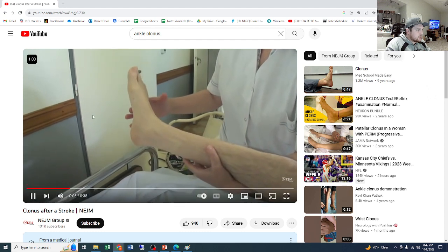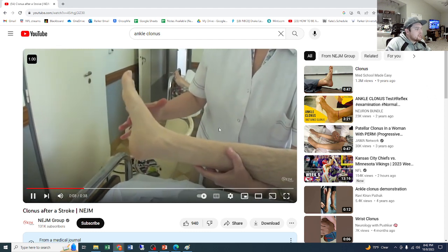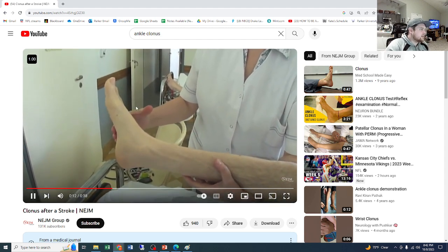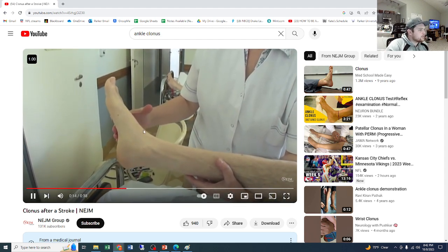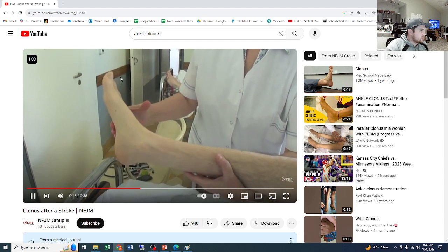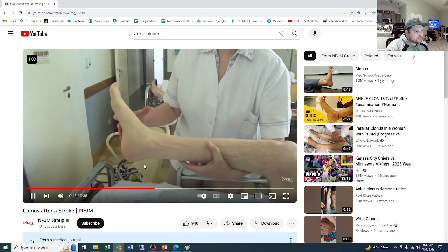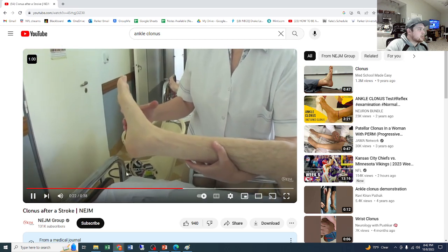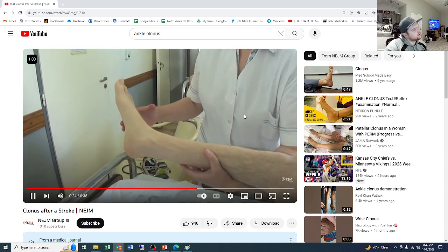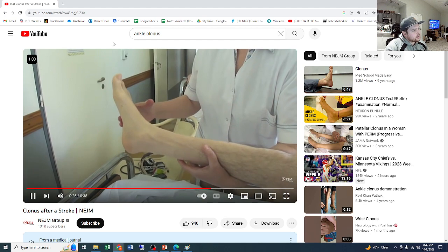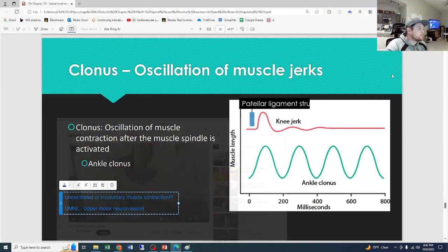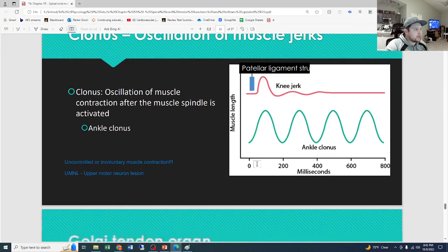See how it bounces like that? That's because the central nervous system isn't able to inhibit that signal like it's supposed to. So that's ankle clonus. You can have just a couple of beats of that, or you can have continuous sustained clonus like this patient. Very, very clear indicator of an upper motor neuron lesion or a central nervous system lesion. That's what we're talking about with ankle clonus.